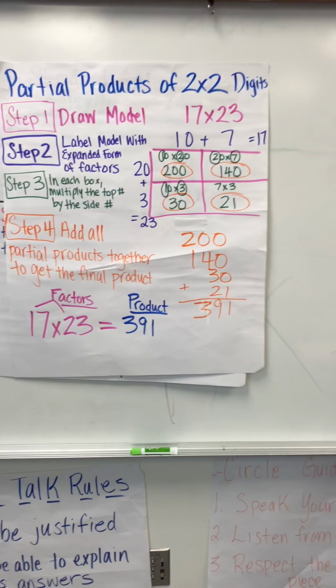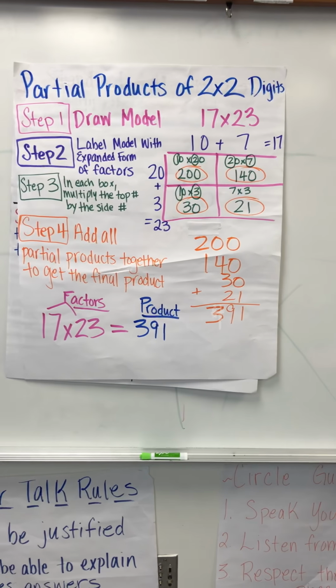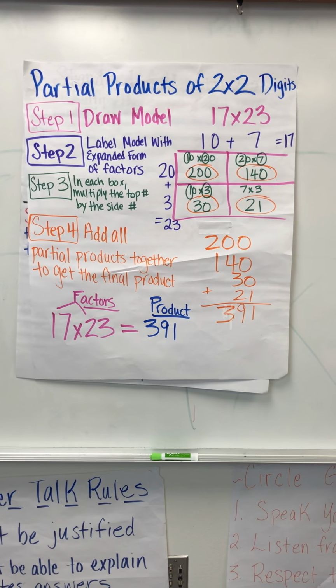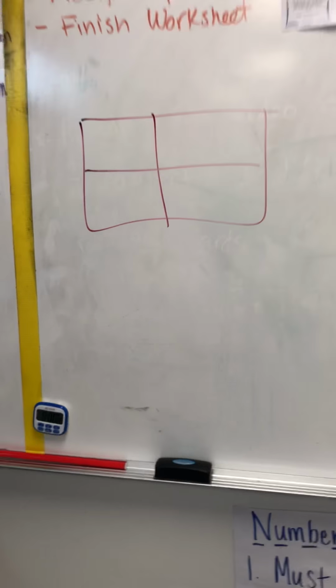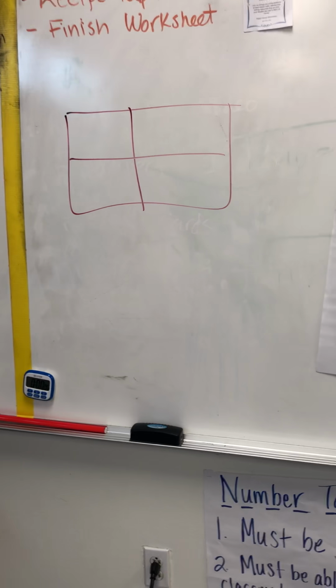So I'm going to do this problem using partial products. So first, I'm going to draw my model. In this case, I'm going to draw a box that has 4 different compartments. This is 4 because I have a 2-digit number by a 2-digit number.